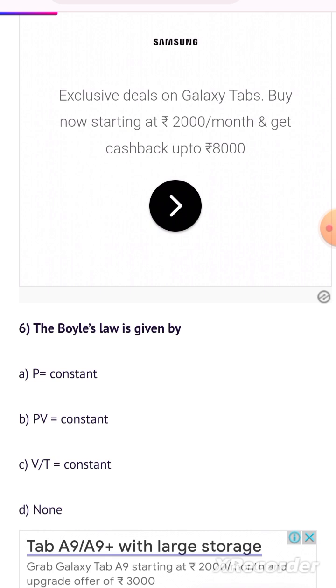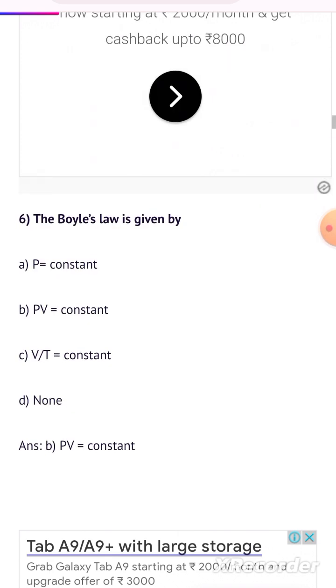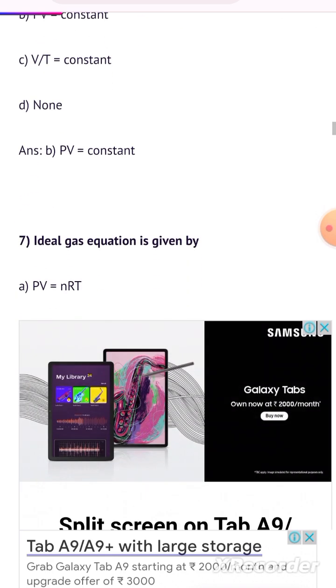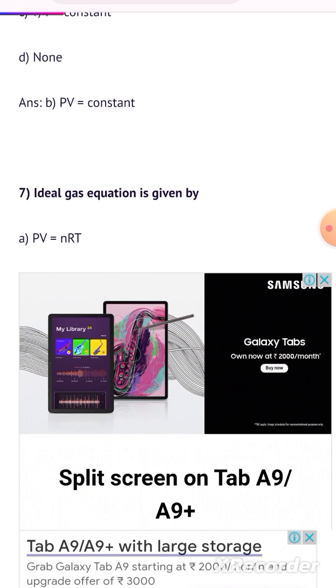The Boyle's law is given by. Boyle's law implies P is constant, PV is constant, V by T is constant, none. So obviously option B is the right answer. B is PV is constant. Then we have another question, question number 7.